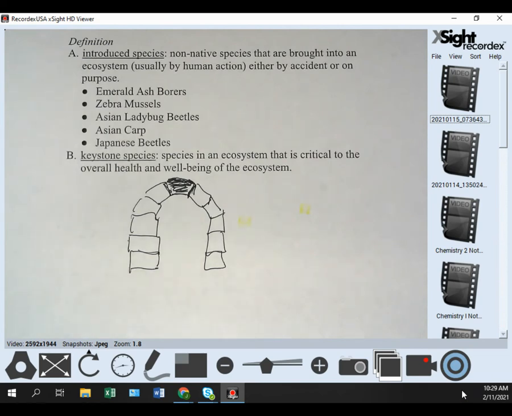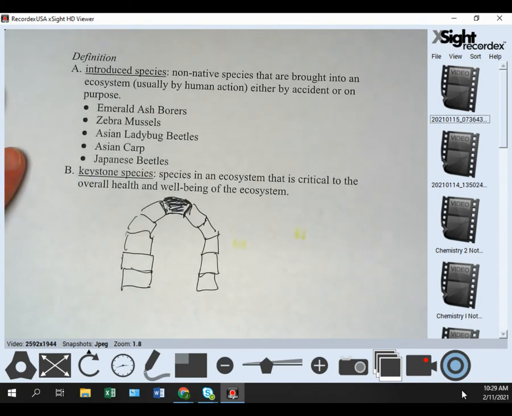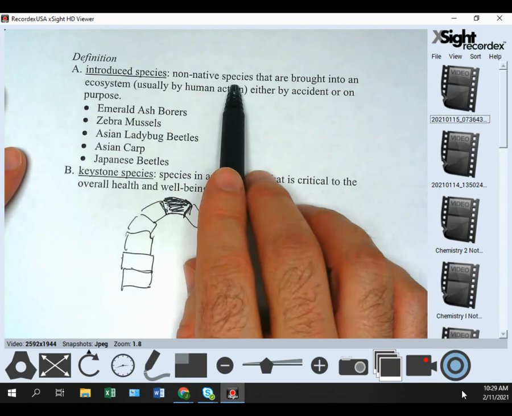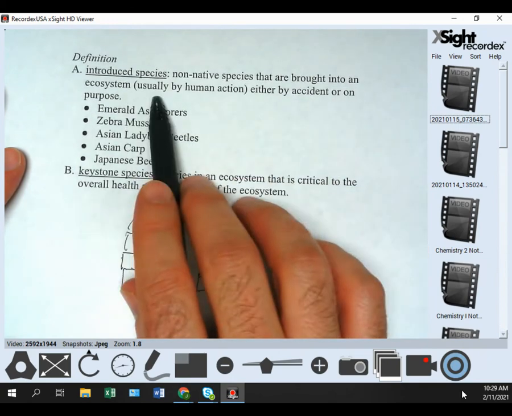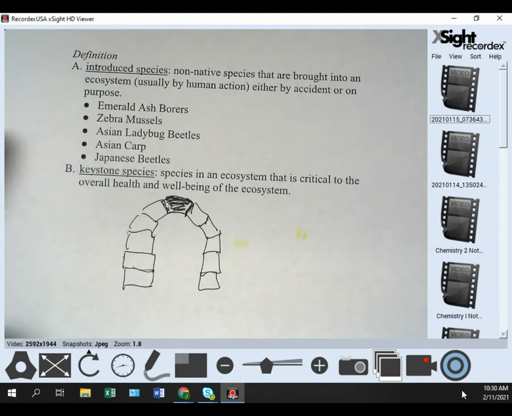All right, so let's talk about introduced species. Introduced species, as it says, are non-native species that are brought into an ecosystem, usually by human action, either by accident or on purpose. Okay.